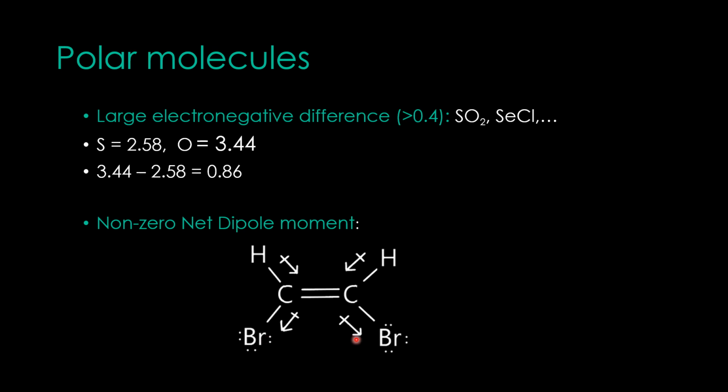Both carbon-bromine bonds are on the same side of the compound, and therefore the dipole moments in the bonds are not in opposite direction, and therefore they won't cancel each other out. Similarly, since the carbon-hydrogen bonds are on the same side of the compound, the dipole moments are not in opposite direction, and therefore they won't cancel each other out. Therefore, this compound has an overall non-zero net dipole moment, making it a polar compound.